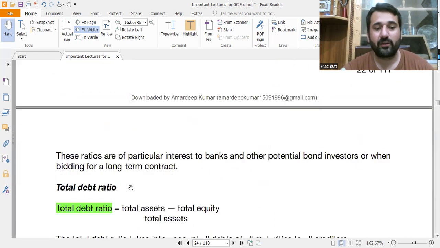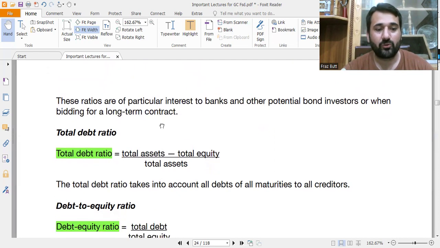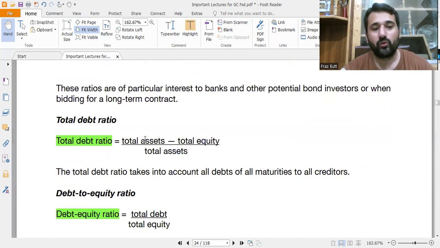So, total debt ratio. Total debt ratio is a sub part of long-term solvency ratios. What is total debt ratio? You have to subtract total equity from the total assets and divide it by the total assets. So the formula is total assets minus total equity, divided by total assets. You get the total debt ratio.